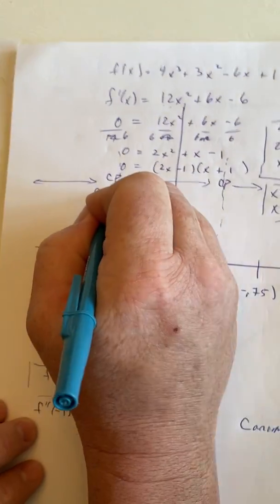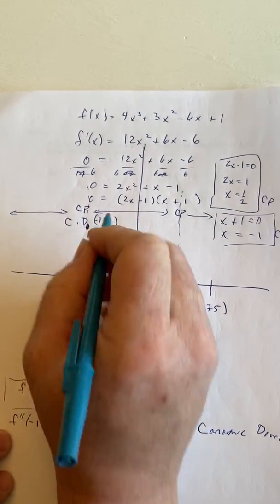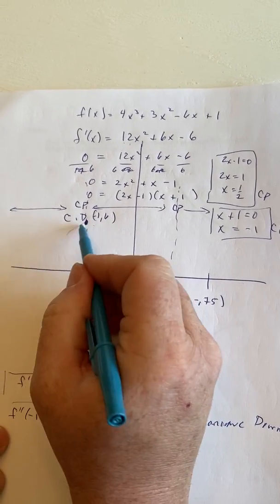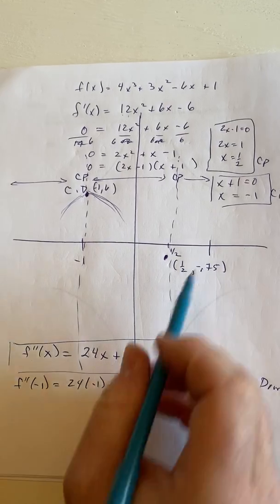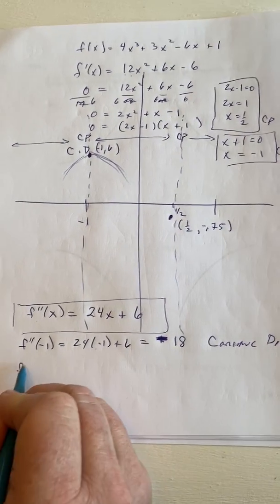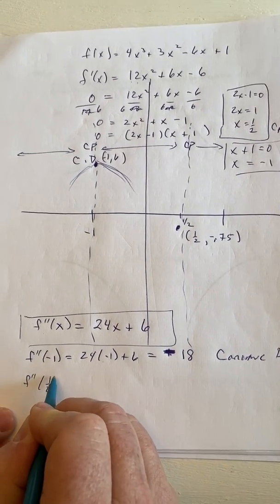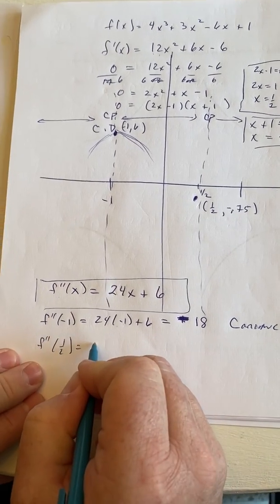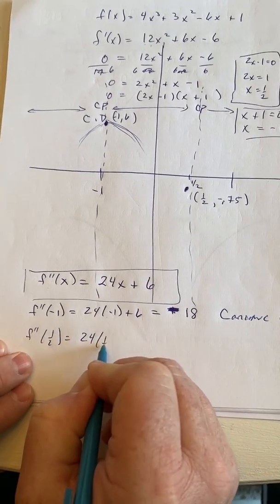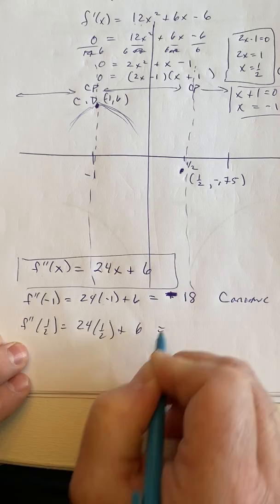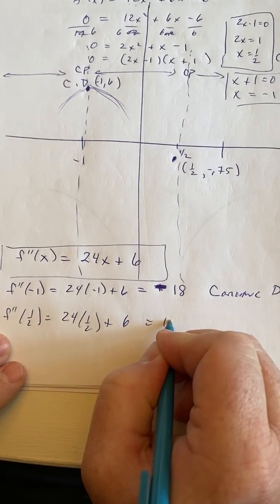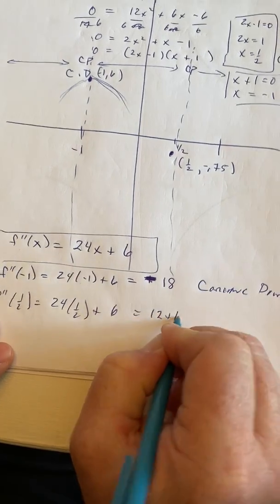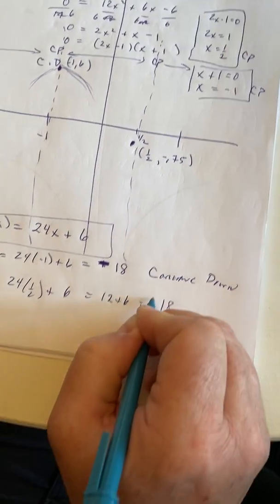In other words, here I'll put concave down at that critical value. So you know your graph is going to look this way. And over at the other critical value, if you plug in 1/2, 24 times 1/2 plus 6, that's going to equal, well, I don't know, what is that? 12 plus 6, or positive 18.